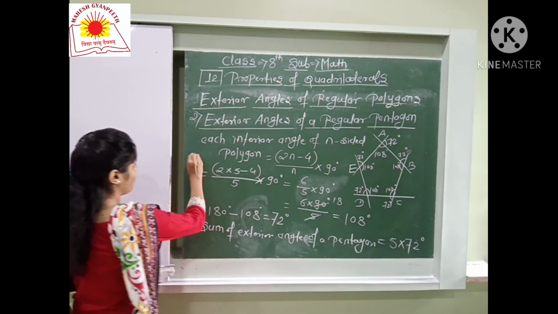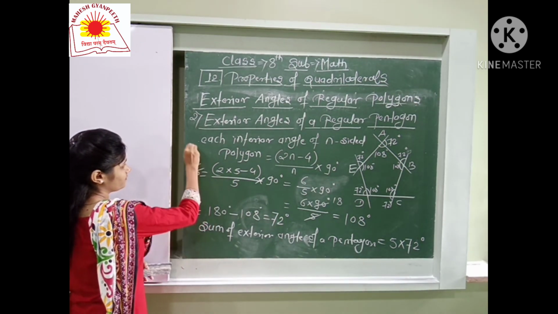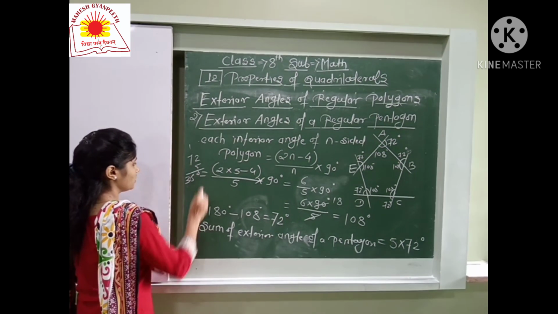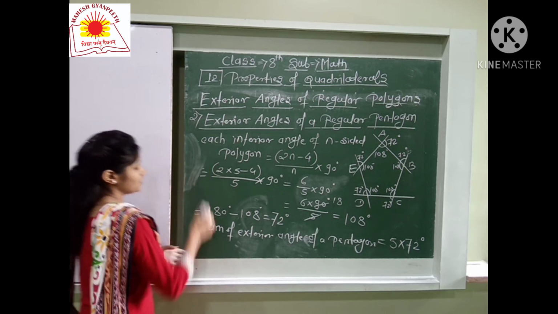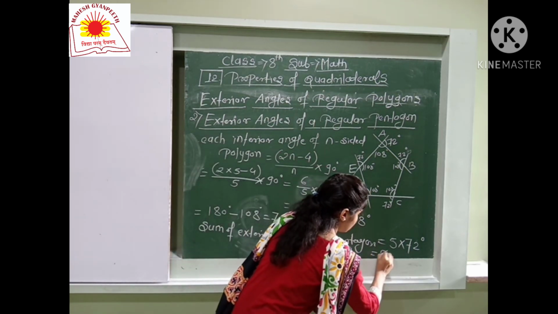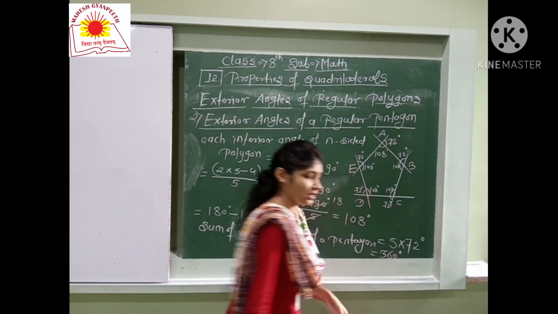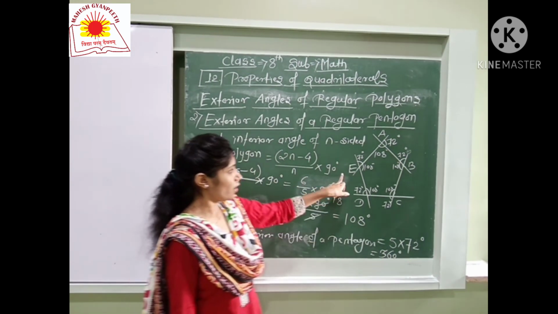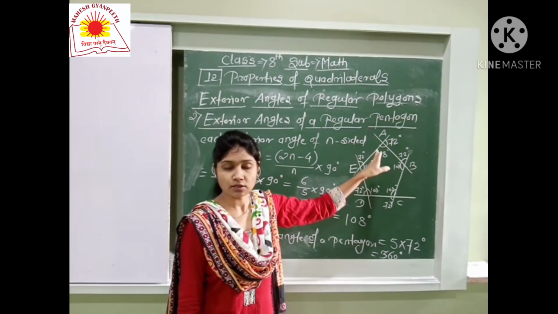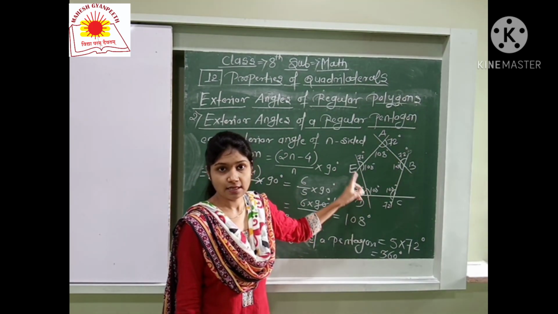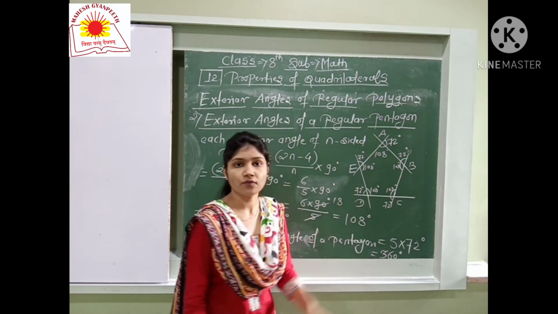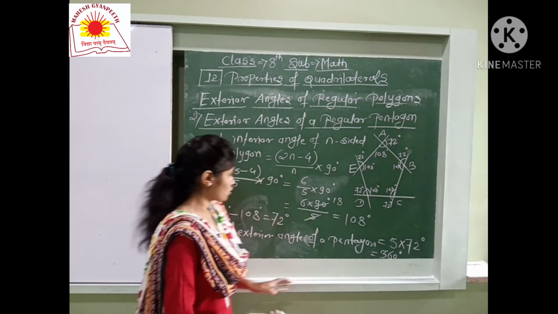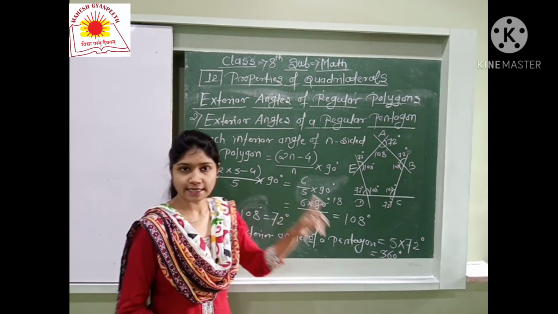72 multiplied by 5. How much? Multiply. 5 twos are 10. 7 fives are 35. 360. Again, what is that? It is 360. 360 degree. So again you have to find the sum is 360. So all the exterior angles, the sum of the exterior angles of a pentagon is 360 degree. Okay. So again you have to use the textbook.